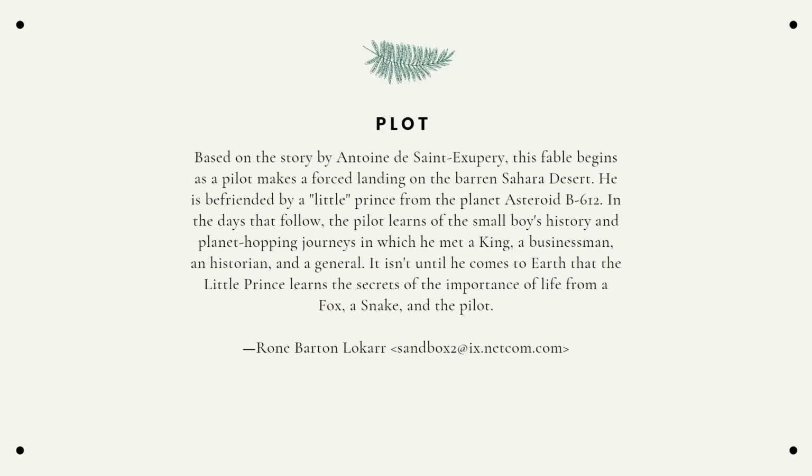Let's now move on to the plot of the story. Based on the story by Antoine de Saint-Exupéry, this fable begins as a pilot makes a forced landing on the barren Sahara Desert. He is befriended by a little prince from the planet asteroid B612. In the days that follow, the pilot learns of the small boy's history and planet-hopping journeys in which he met a king, a businessman, an historian, and a general. It isn't until he comes to Earth that the little prince learns the secret of the importance of life from a fox, a snake, and the pilot.